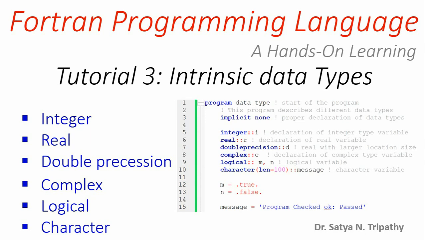In this video, I'll give a hands-on on different types of intrinsic data types used in Fortran. There are 7 data types. These are integer, real, double precision, complex, logical, and character type data. So let's see how to use them.